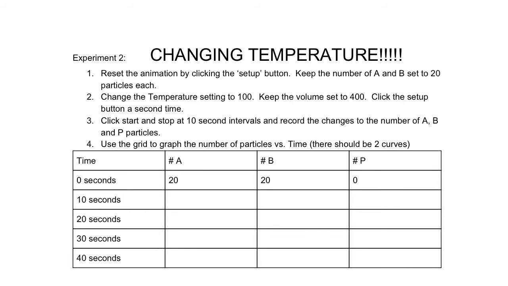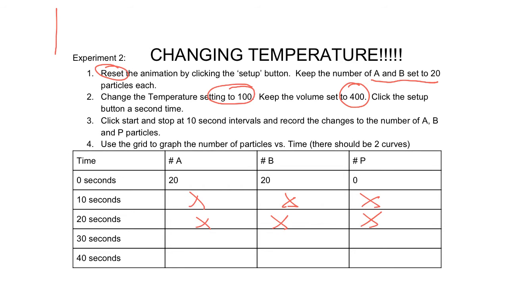For experiment number 2, you're going to change the temperature. And by that, I mean what you're going to do is you're going to reset your animation. You're going to keep A and B set to 20. So you're going to have 20 green ones and 20 blue ones. You're going to have no red ones when you start. But this time we're changing the temperature setting to 100. Keep the volume the same at 400. Click Setup. Okay, so everything gets set. And then you're going to do the same by filling in these numbers down here and graphing them.